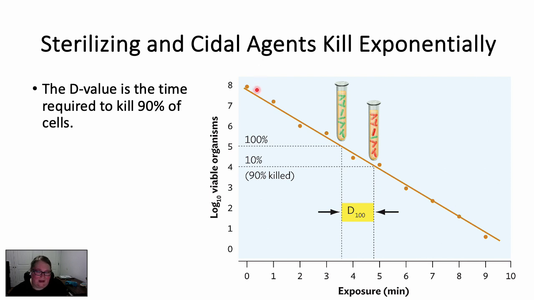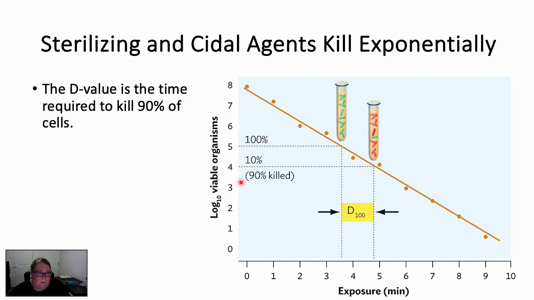One thing to be aware of: I did say cidal agents kill exponentially. Now, if you're looking at this graph, you're probably thinking, Miss Harker, that's a linear graph. We're decreasing linearly. Well, this is a logarithmic graph. The y-axis is a logarithmic scale, which means that each of these numbers on the scale are 10 raised to this number. So 10 to the 0 is 1, 10 to the 1 is 10, 10 to the second is 100, 10 to the third is 1,000, 10 to the fourth is 10,000, 10 to the fifth is 100,000, and so forth.